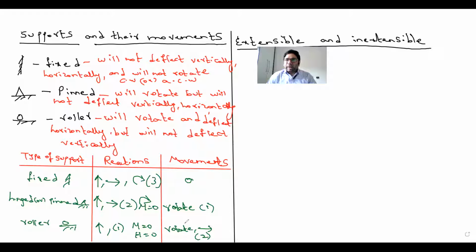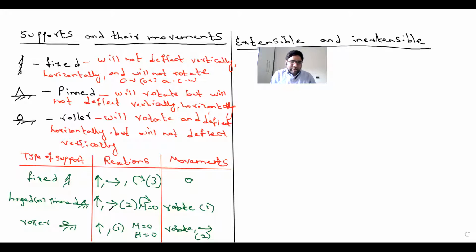What is the understanding that we are getting from this concept now? For any support, it will have three reaction components. If it has all three components, then deflection and rotation are zero. See the relation here. If it has all three components, then deflection and rotation are zero. That's what is happening here.